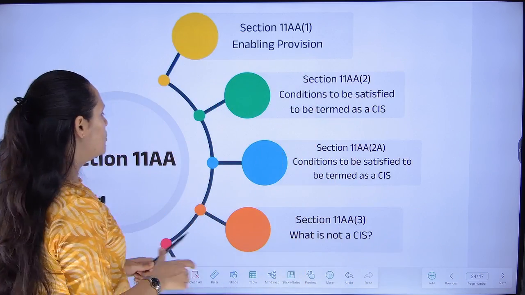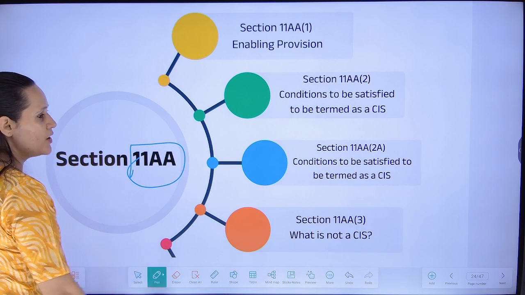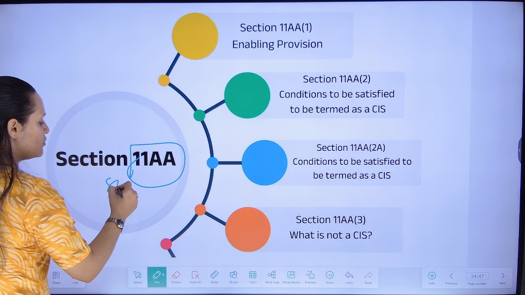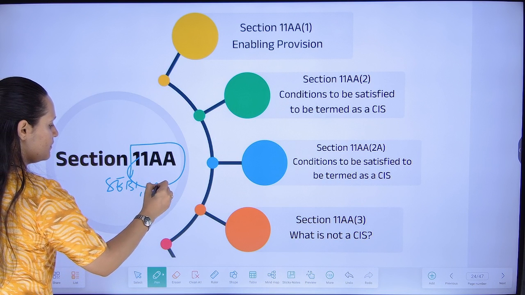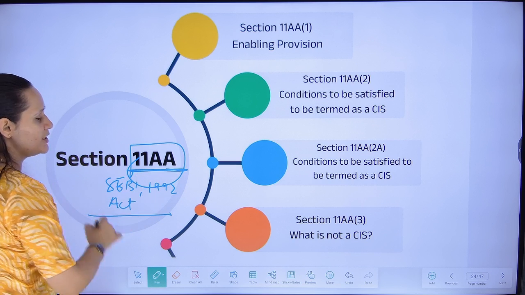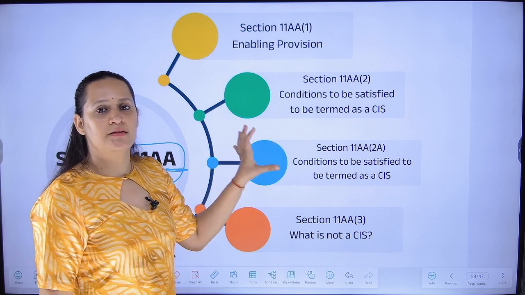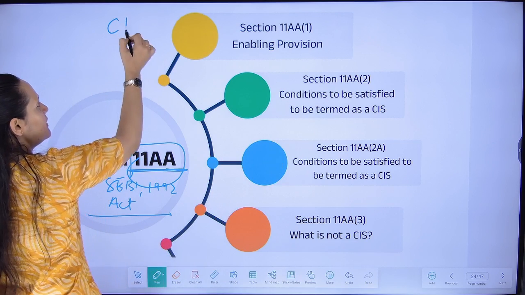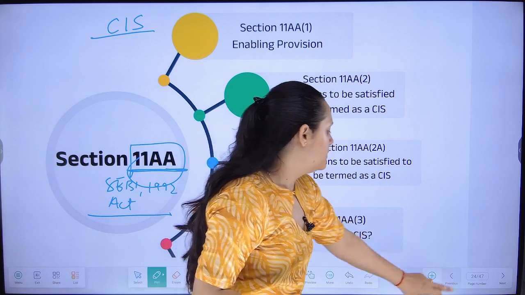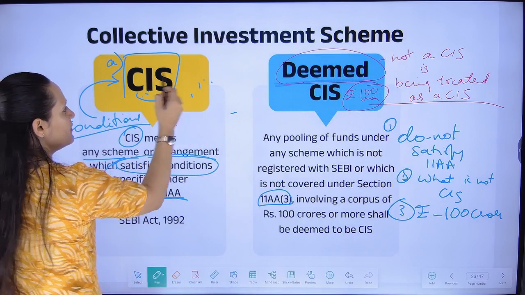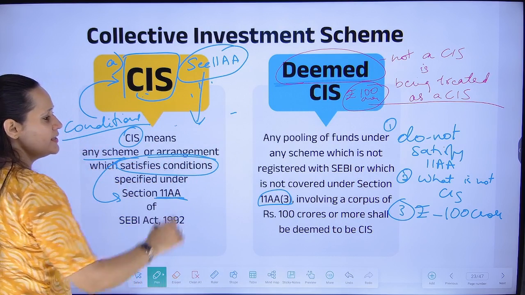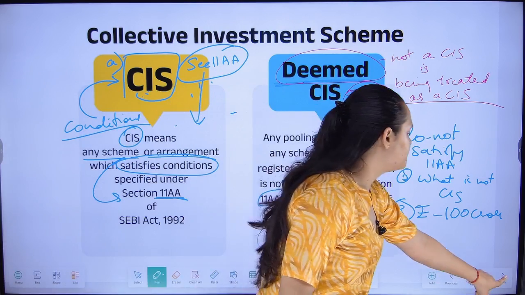Now, I told you section 11A is very primary for analyzing, which is section 11A of the SEBI Act of 1992. This particular enactment, section 11AA, gives us the primary definition of what is a collective investment scheme. The first aspect comes under section 11AA. Okay, so first we are going to see what is a collective investment scheme.